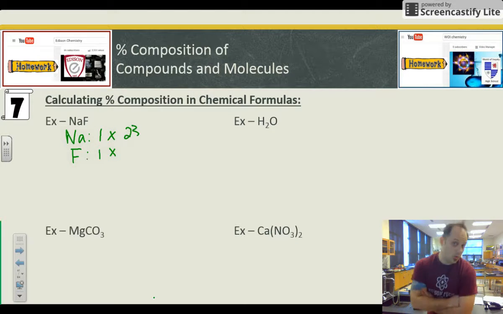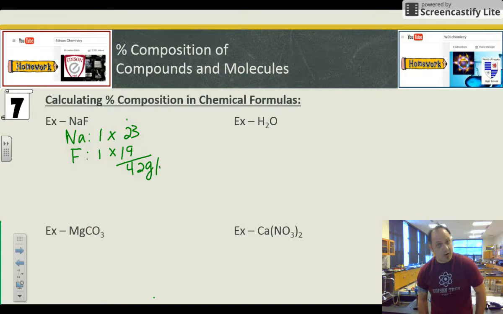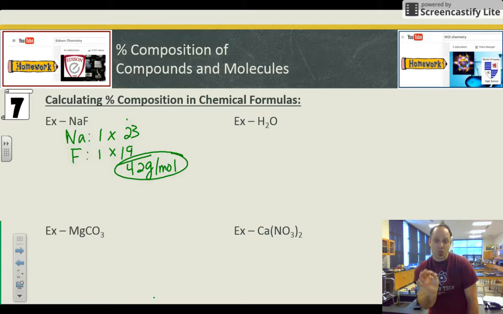And this is the same example we've been using throughout the videos, so that's why we're getting kind of fluent, 19 for fluorine. We're getting kind of fluent with figuring out that the gram formula mass for sodium fluoride is 42 grams per mole. So that's my total. Look, here's my parts.